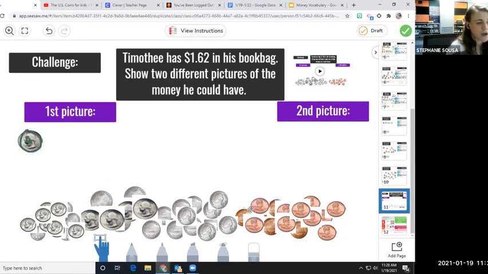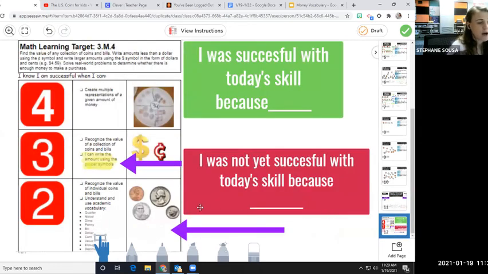So you can drag this money. If you don't have enough, you can duplicate, or you can draw like Miss Bram showed us by putting the letter of the coin there as well. Okay, so you're going to create that much money. On slide 12, as always, use math vocabulary to explain how you know you are successful with this standard.